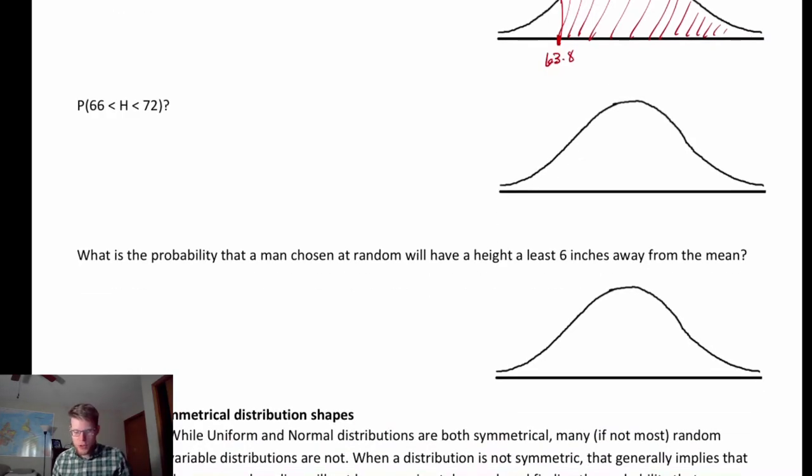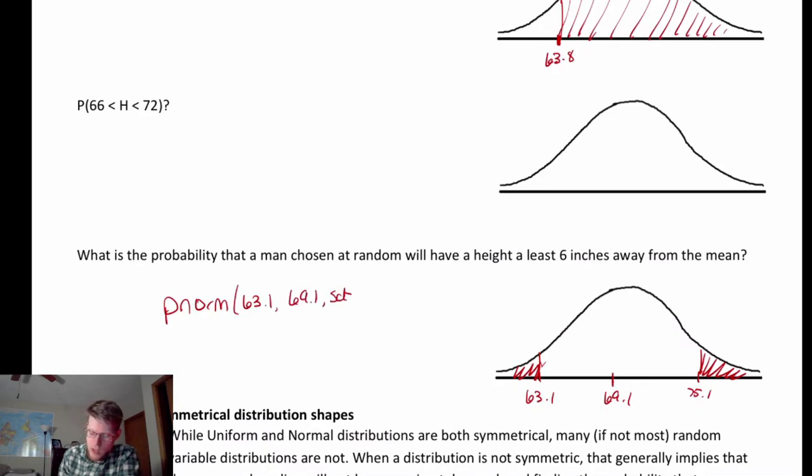And then lastly, here's a question: what is the probability that a man chosen at random will have a height at least 6 inches away from the mean? I'm going to have to do a little bit of math first. I have 69.1, so I'm ultimately looking for 63.1 and 75.1. So I need to do pnorm of 63.1, mean is 69.1, SD equals 2.9, and this one I'm going to do lower.tail equals TRUE.